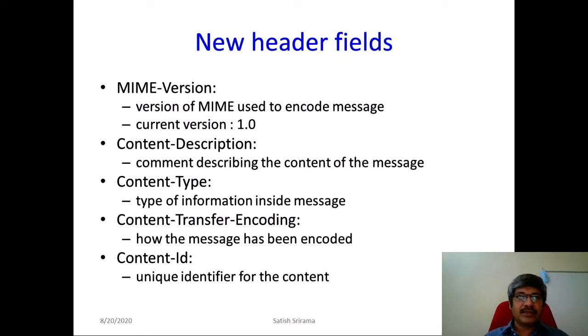Then there is a header field for content description, a comment describing the content of the message. That is also an important one. The most critical one is Content-Type, which defines the type of information within the message. Then there is Content-Transfer-Encoding, which defines how the message has to be encoded. I will give you an example for this one. And then the Content-ID, which uniquely identifies the content within this email.